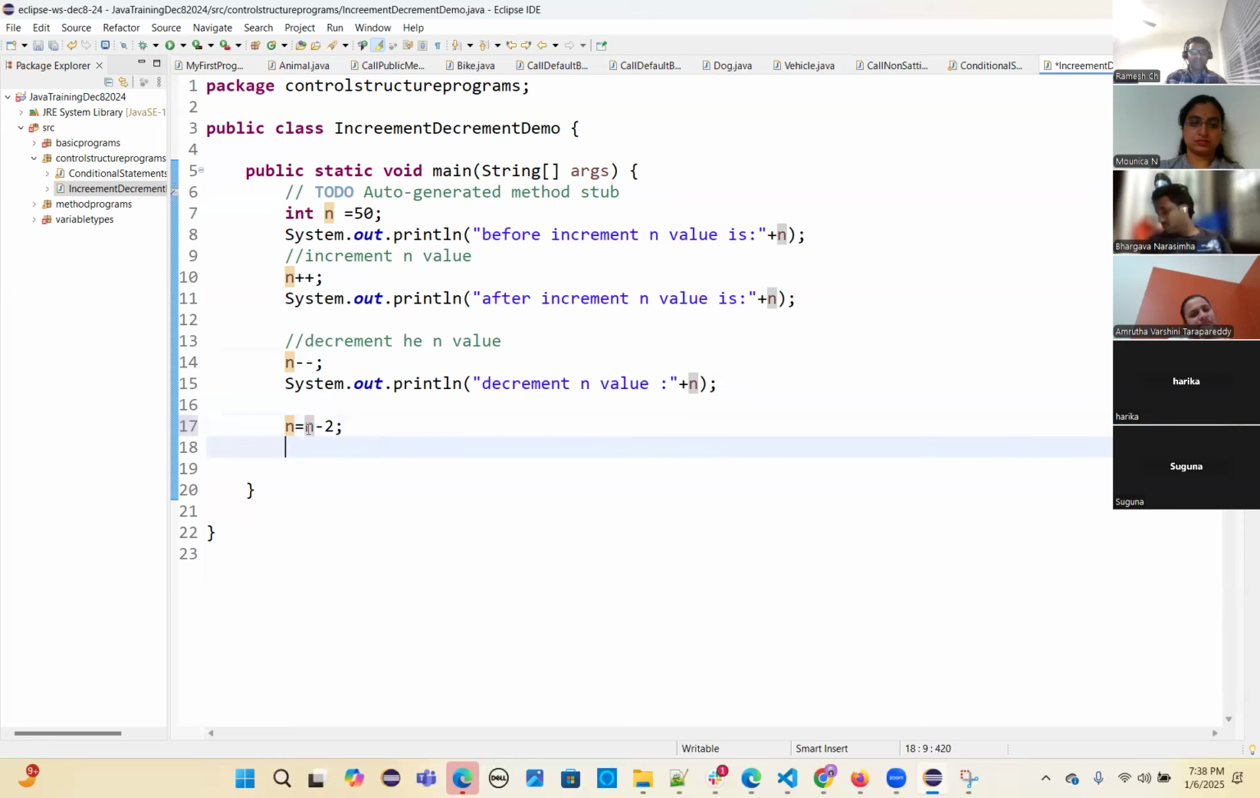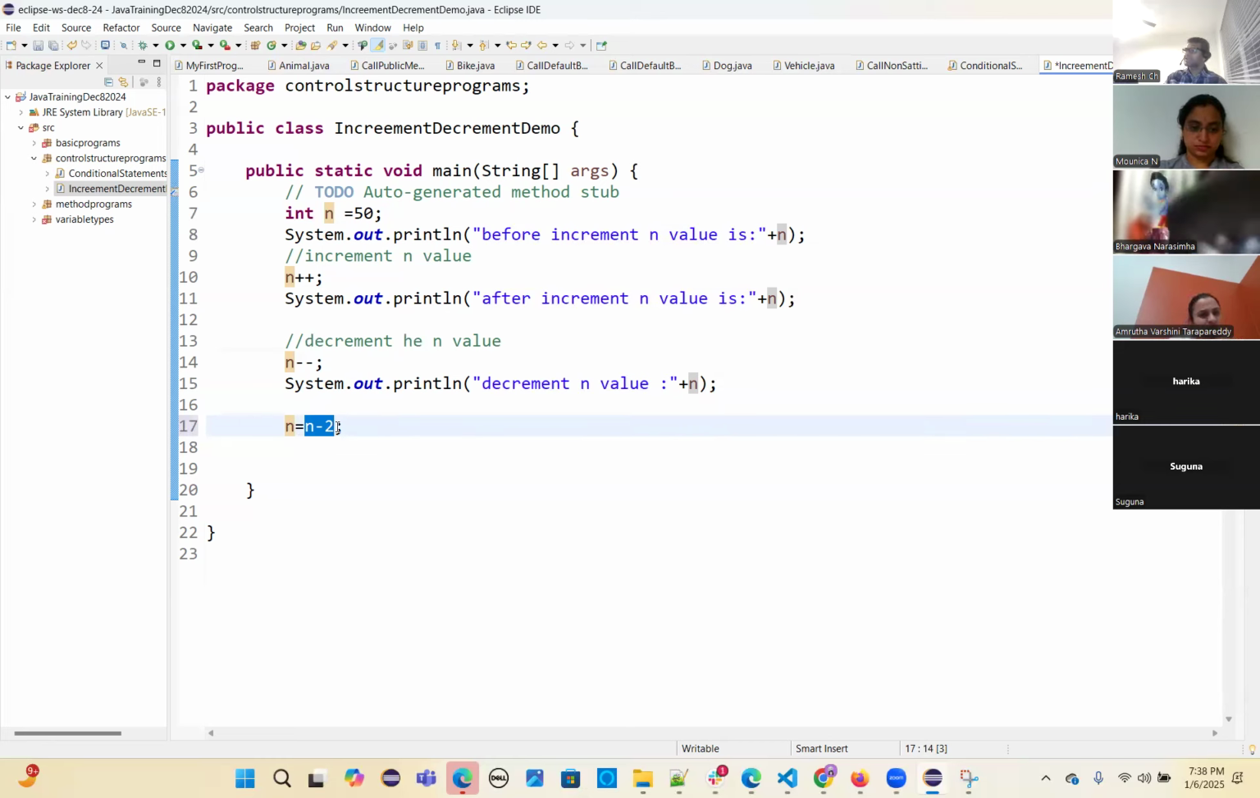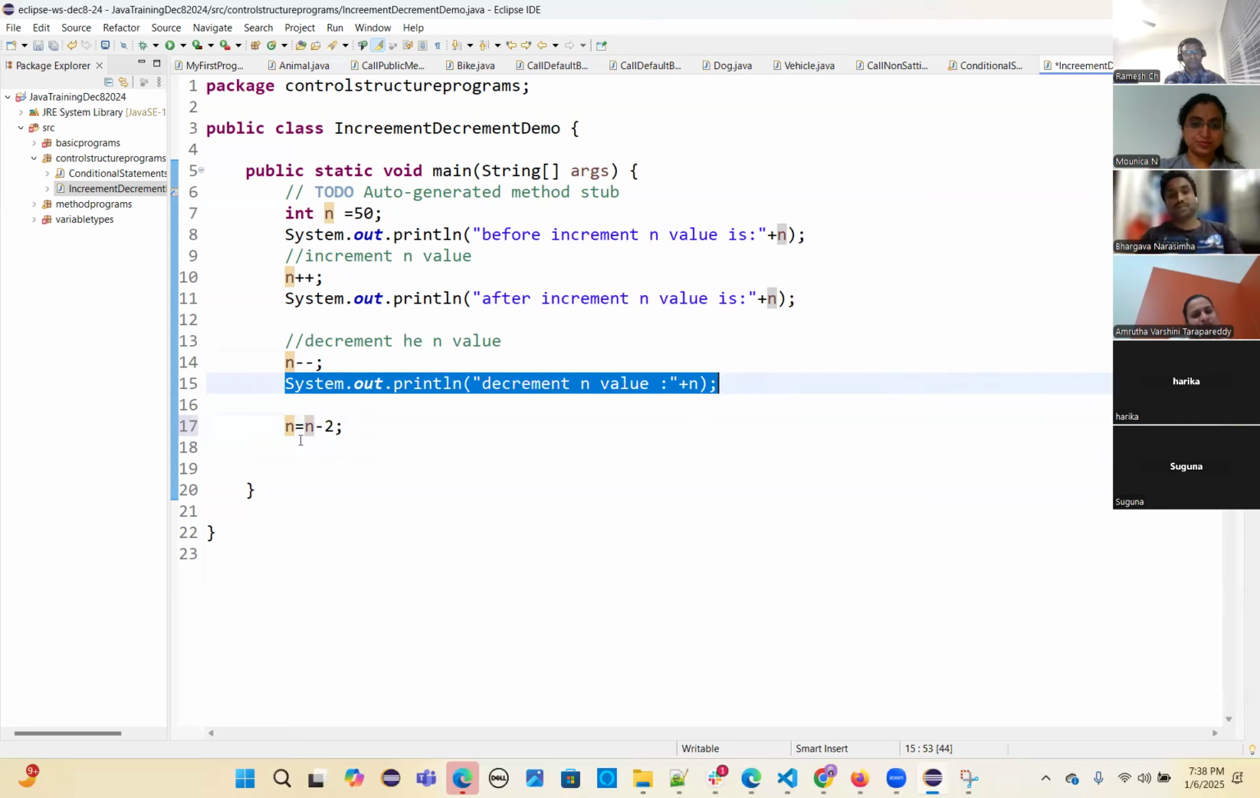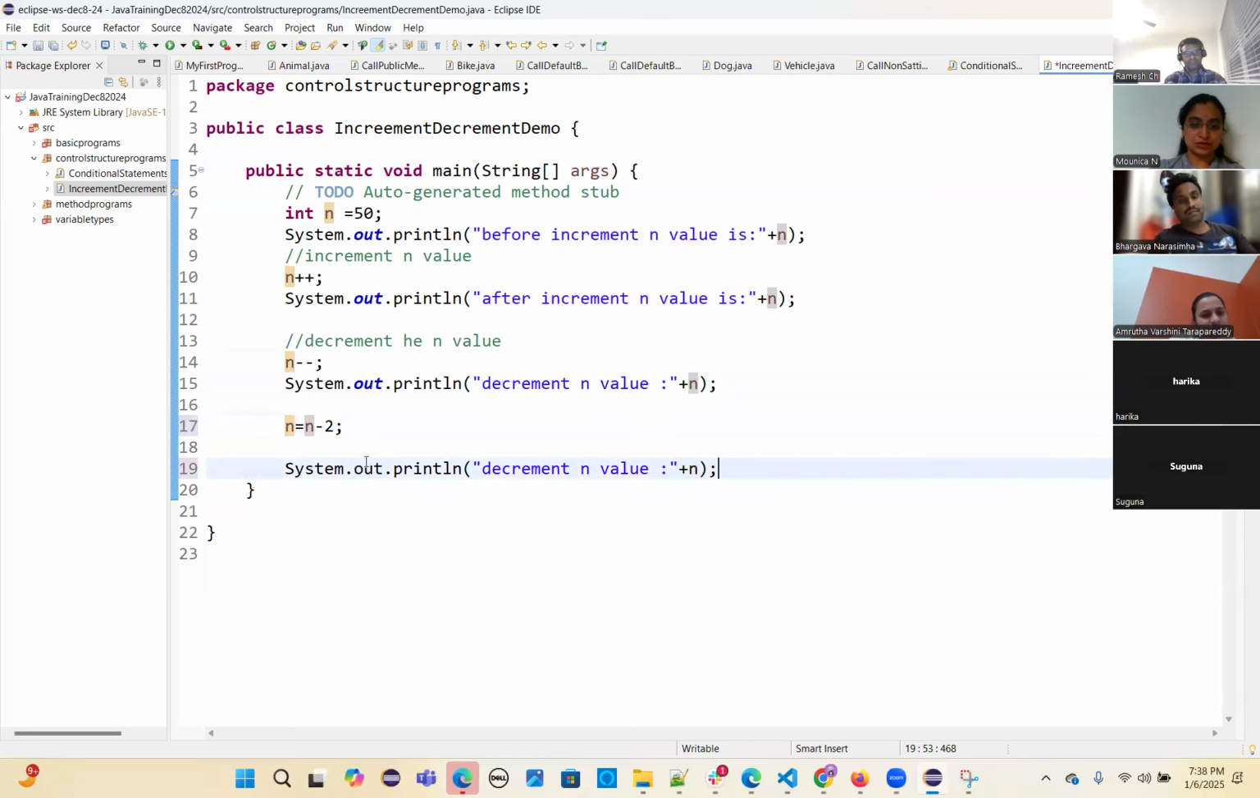I don't need to do that. I'm changing my logic. See now, what is the value? n is 50, n minus equals 2, so 50 minus 2. What is the value now? 48. That's it, right?